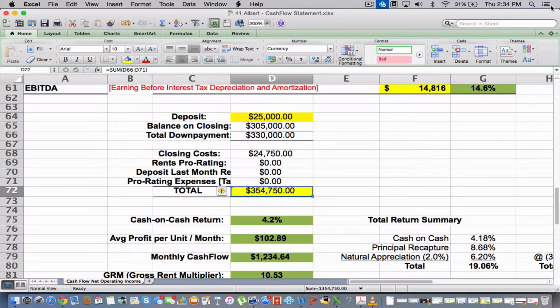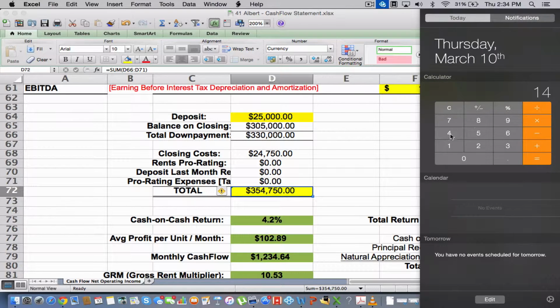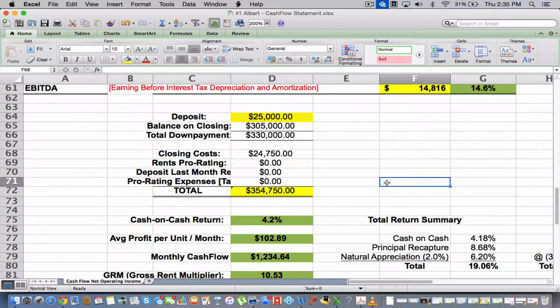To show you that really quickly, you take 14,816 and divide by 354,750, and you'll arrive at 4.18% or 4.2%, multiplied by 100. Okay? Just to make sure the formula is working, we can do that sometimes to double check. Anyhow, cash on cash return, 4.2%. Annual cash flow divided by purchase price.